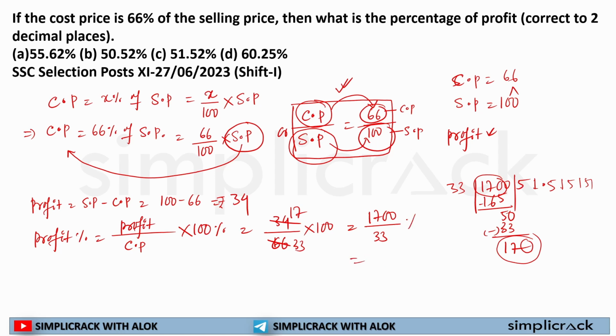So I can write 1700 by 33 as a percentage as 51.52 percent. And you can mark your answer and get 2 marks out of it.